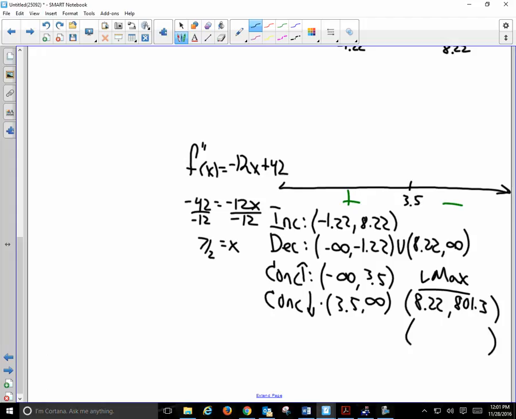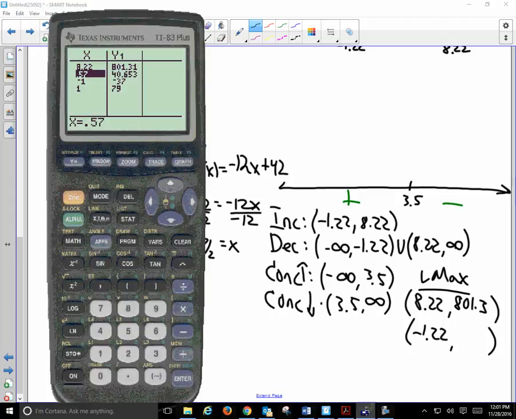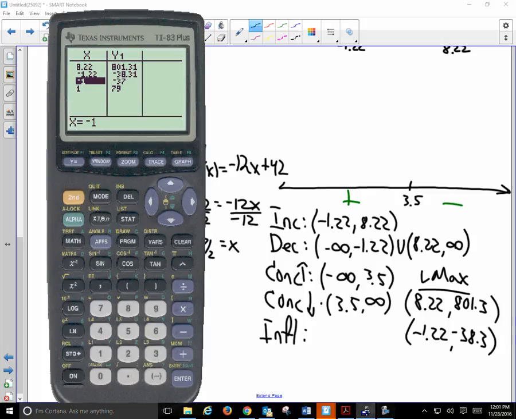Local min at negative 1.22. Plug that in. Negative 38.3. And the inflection point occurs at 3.5. I need a y value. 381. There we go.